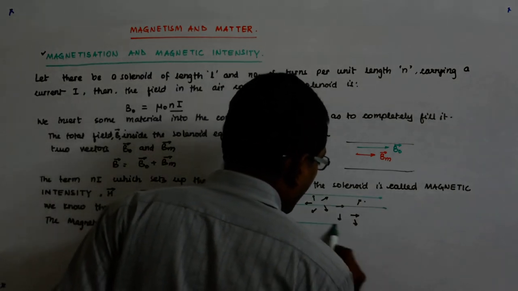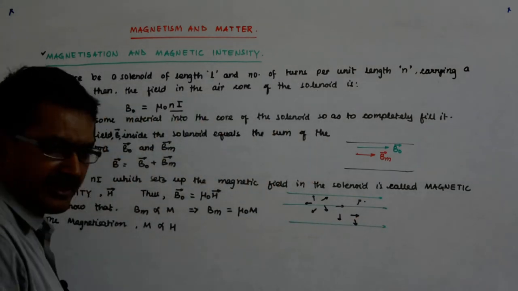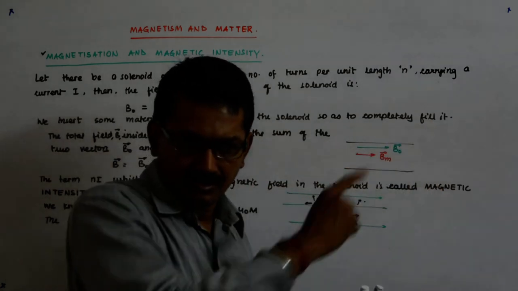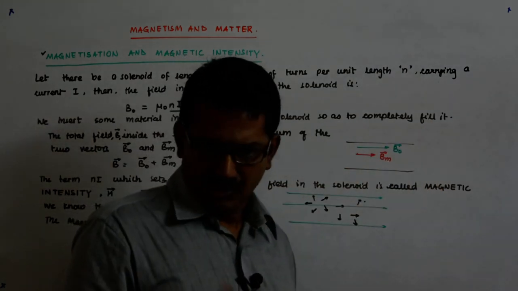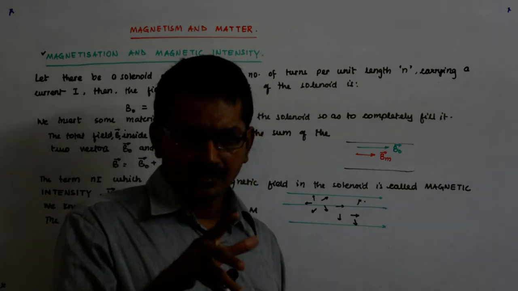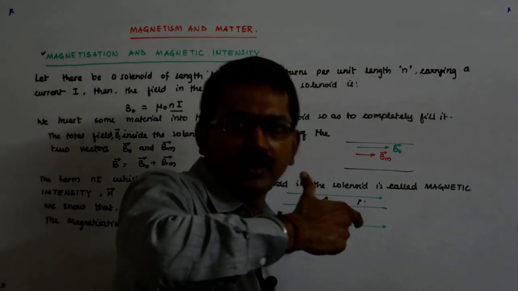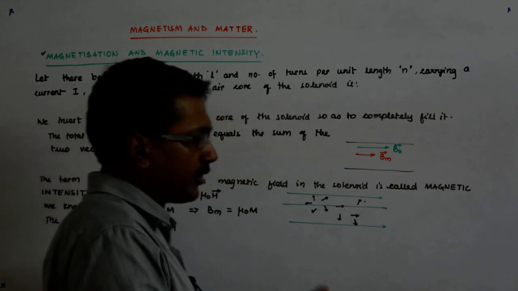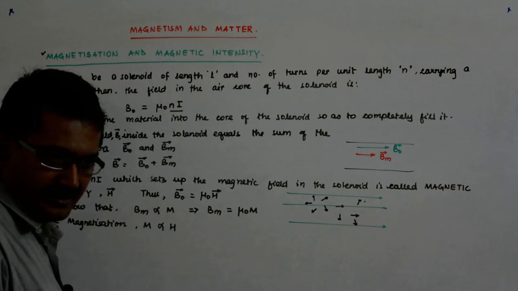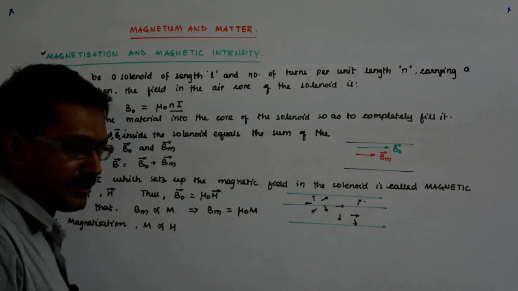The moment we apply a field, what happens? These magnetic moments have a tendency to get aligned with the field. Torque, M cross B, as simple as that. So the higher the B, the more the torque, and the more likely they are to align with the field. We understand? They'll align with the field. So that is one.